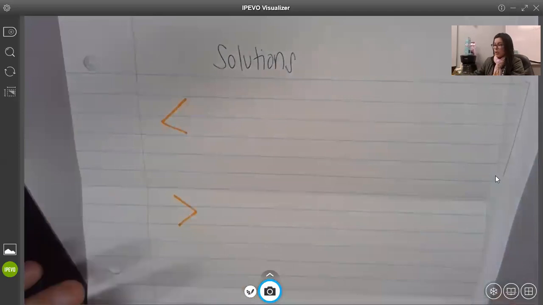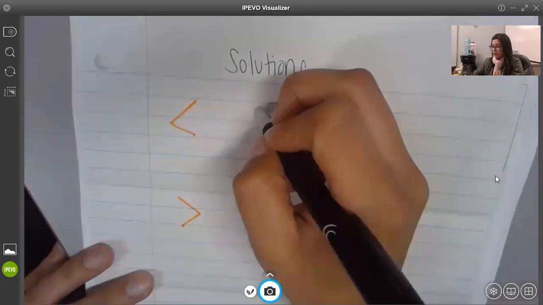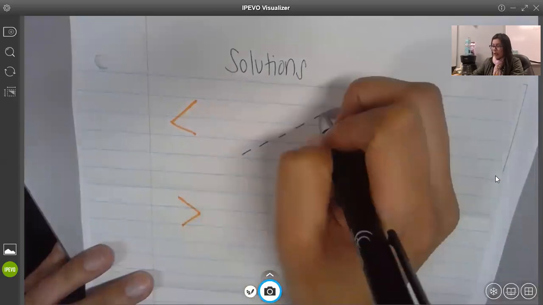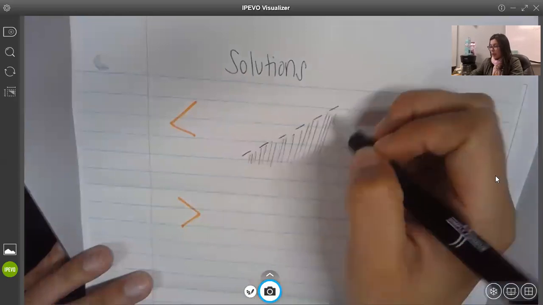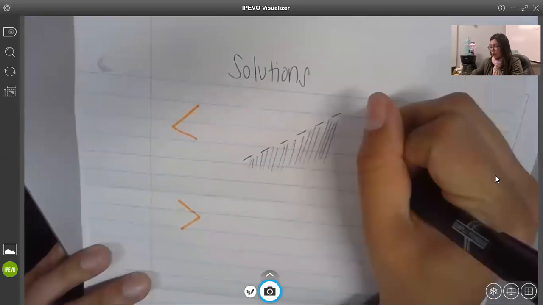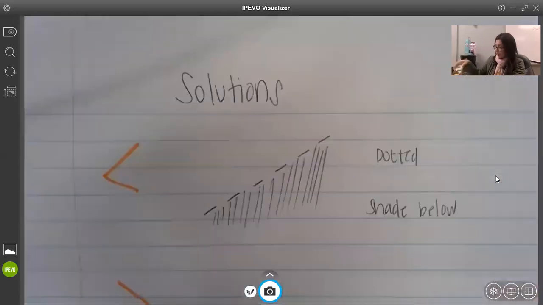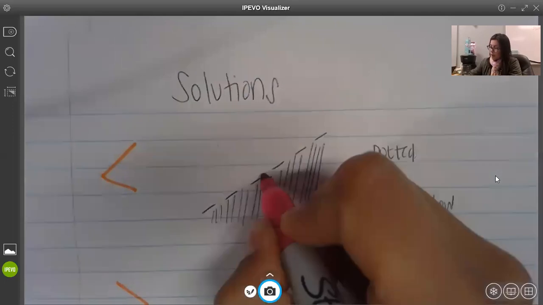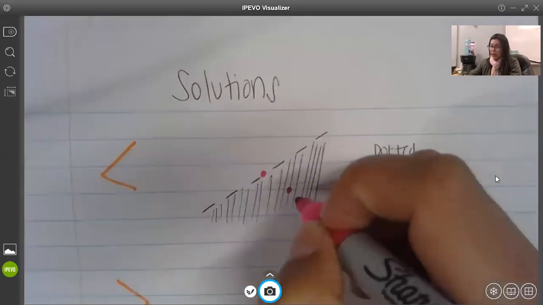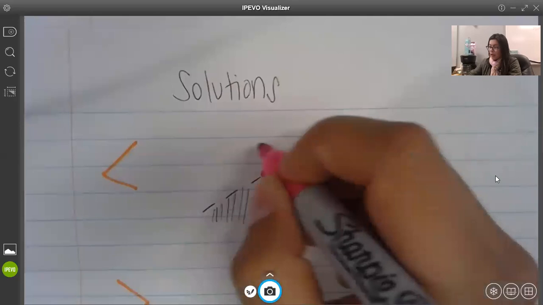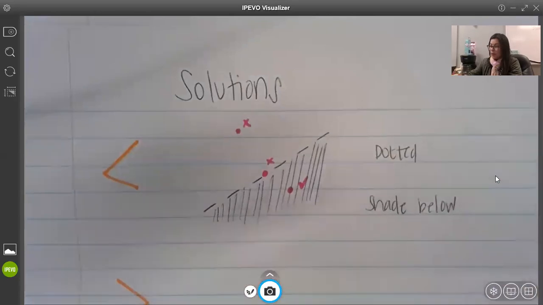So for a solution to be a solution of these two, when we look at the graph, it's going to look like this. You're going to have a dotted line and you're going to shade below the line for less than. If you have a point on the dotted line, it is not a solution. It has to be in the shaded area like this one. That would be a solution, that would not. If it's up here, that would not be a solution. It has to be in the shaded area.